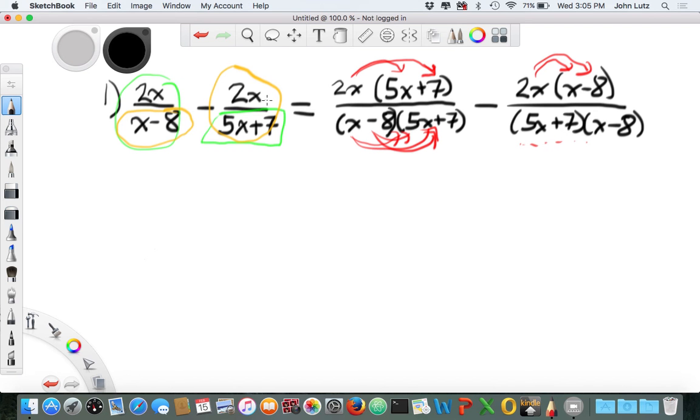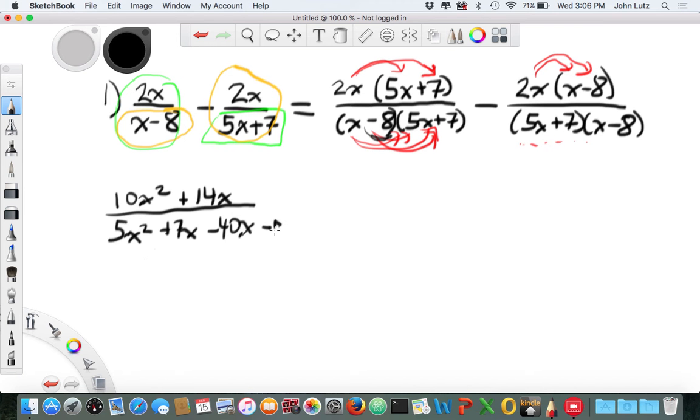I've got 2x times 5x is going to be 10x squared. 2x times 7 is going to be 14x. Okay? And on the bottom, x times 5x is 5x squared. x times 7 is plus 7x. Negative 8, right, times 5x is minus 40x. And negative 8 times 7 is minus, check me on this, I think it's 56. 7 times 4 is 28, times 2 is 56, yeah, minus 56.